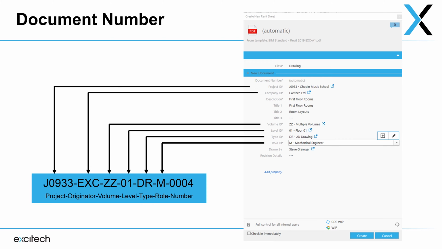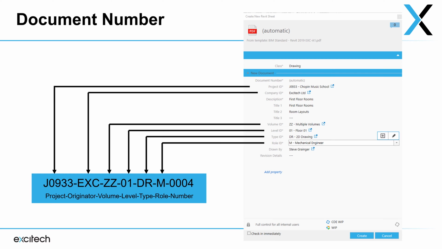We then have the volume or system. This code is used to identify zones of a project and is typically 2 characters long. There are 2 reserved volumes, ZZ equals all volumes, and XX equals no applicable volume. In the example, we have selected ZZ.